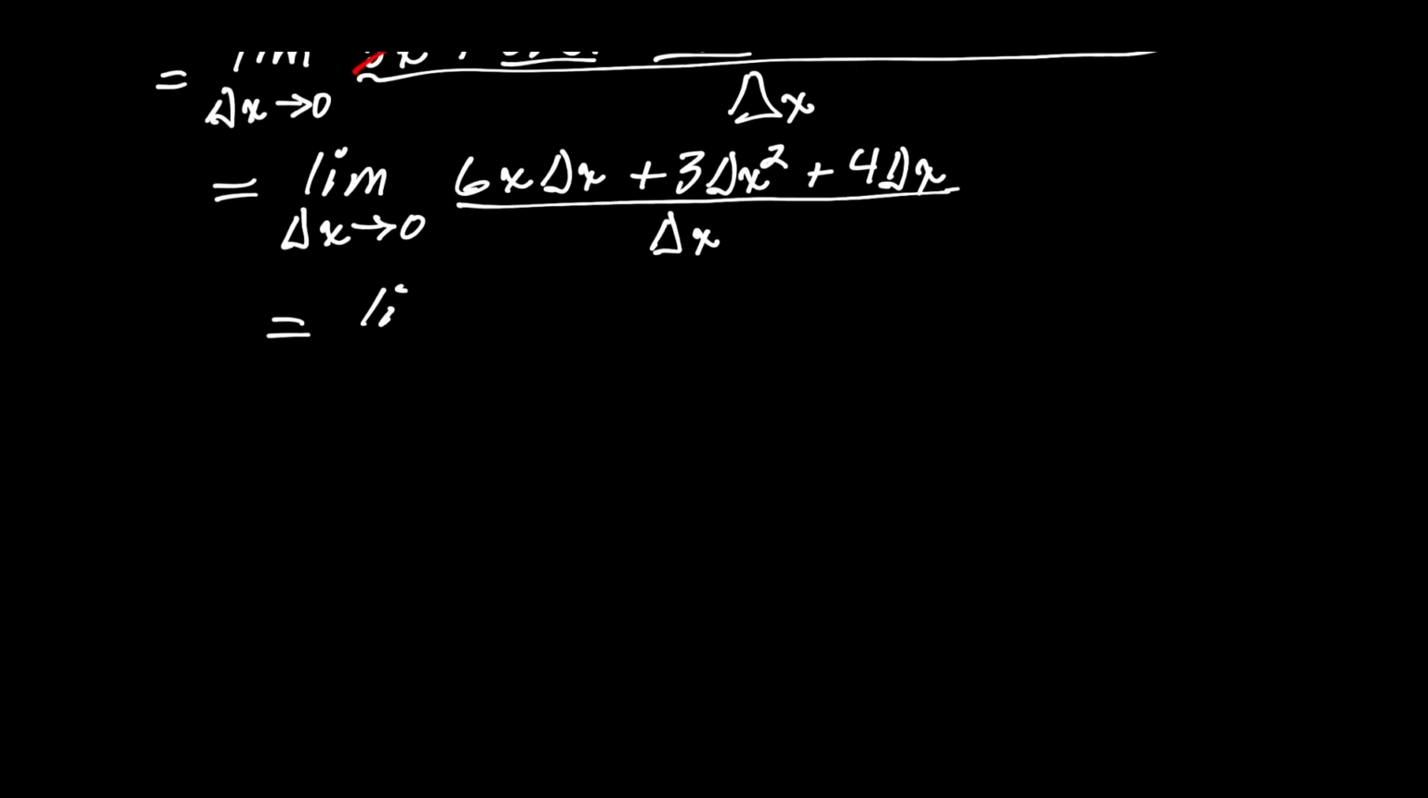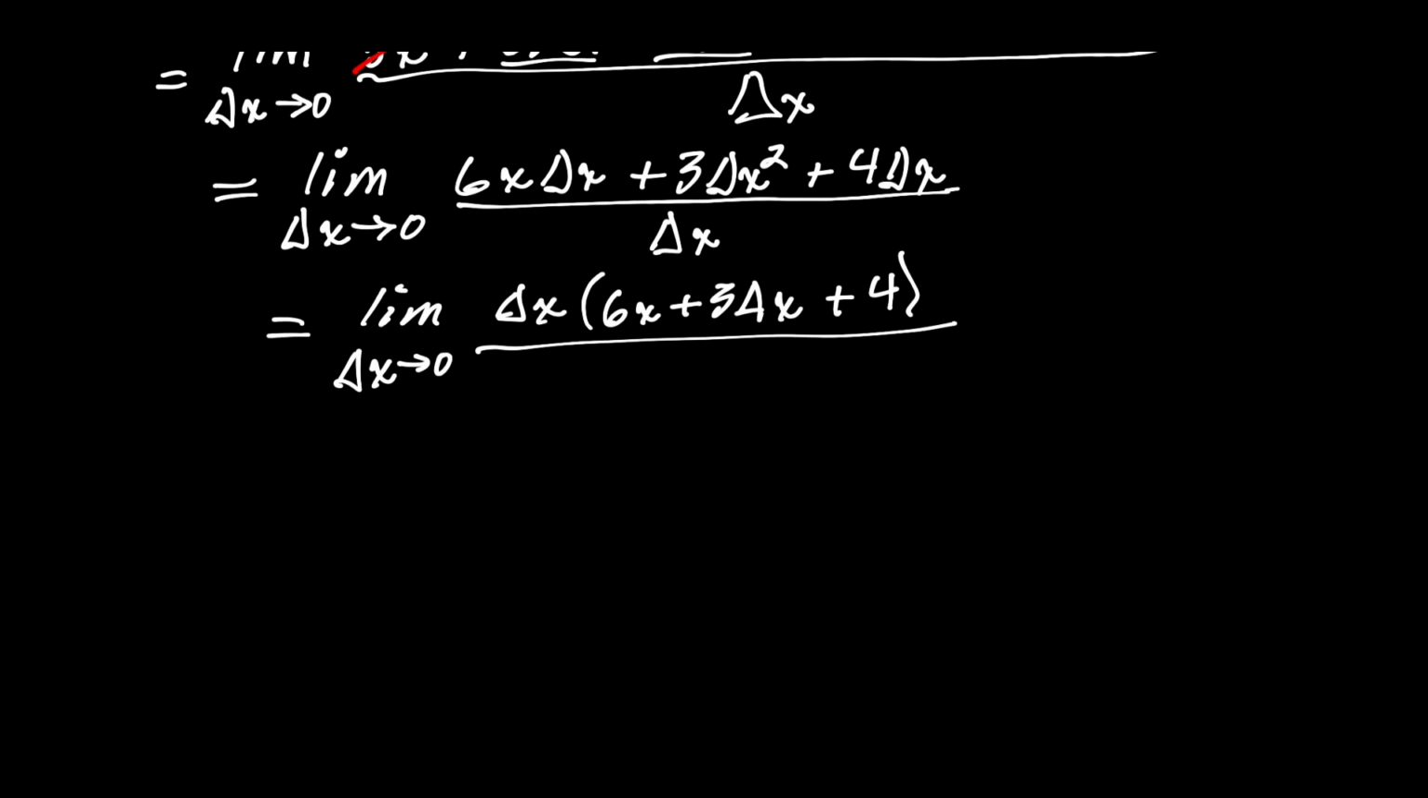The limit as delta x approaches 0. Okay, so we're going to undistribute, if you want to call it that. We're factoring out a delta x. Now notice here I have a delta x squared. So when I factor 1 out, delta x times delta x is my delta x squared plus 4. We took out that delta x. All right, now delta x over delta x is 1.